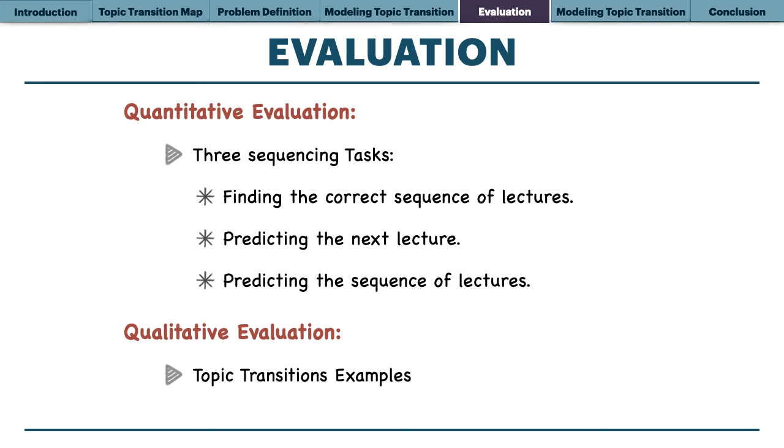For the evaluation, to compare different methods, we conducted quantitative and qualitative evaluation. In the quantitative evaluation, we compare different methods in 3 different sequencing tasks: finding the correct sequence of lectures, predicting the next lecture, and predicting the sequence of lectures. In the qualitative evaluation, we show some examples of the main topics and their transitions.